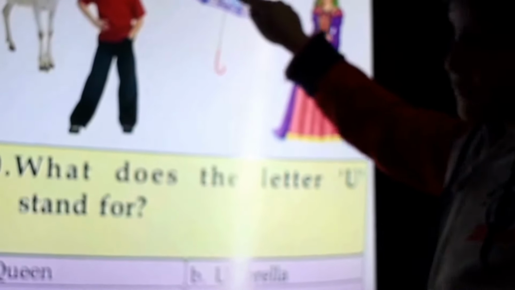Now our next question is, what does letter U stand for? Chotu, you go and tell me, what does letter U stand for? U for? King. U for? Umbrella. Yes, okay. Dugu, can you let me know U stands for what? That is umbrella. Good job. Final score for today's quiz is Dugu 10 out of 10. Chotu scored only 3. So our final winner for tonight's contest is Dugu.